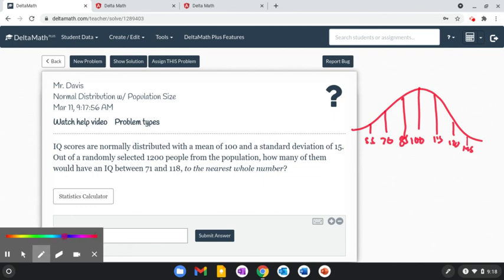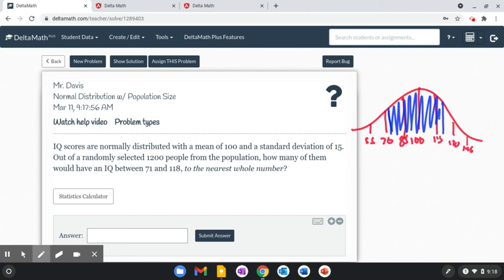It says if you were to randomly select 1,200 people, how many of them would have an IQ between 71 and 118? So 71 would be here, 118 somewhere over here. If you were to take a random sample of 1,200 people, how many would you expect to have an IQ between 71 and 118? I'm guessing that's a lot because that would include a huge part of our population. Most people would fall within that range. So we're going to approach this the same exact way, just ignoring this for right now. We'll come back to that 1,200 people in just a minute.